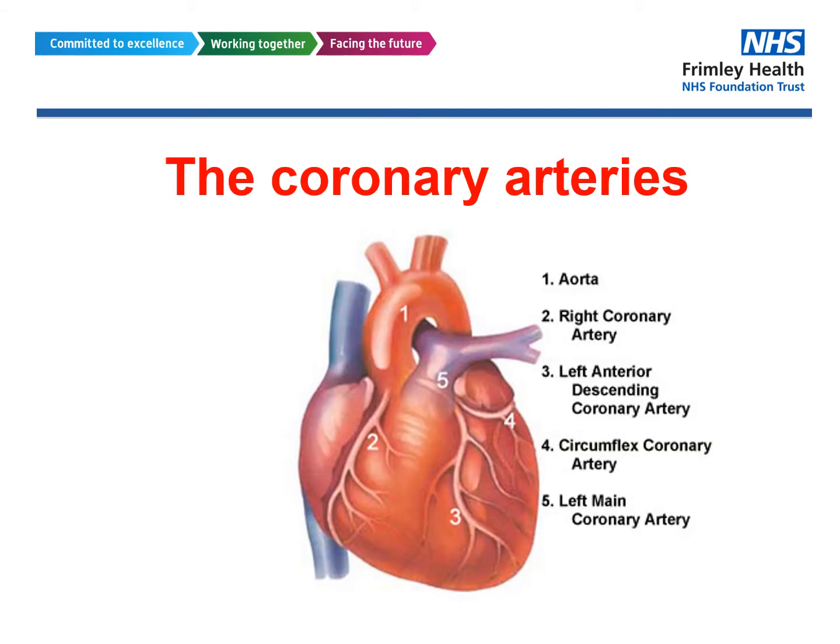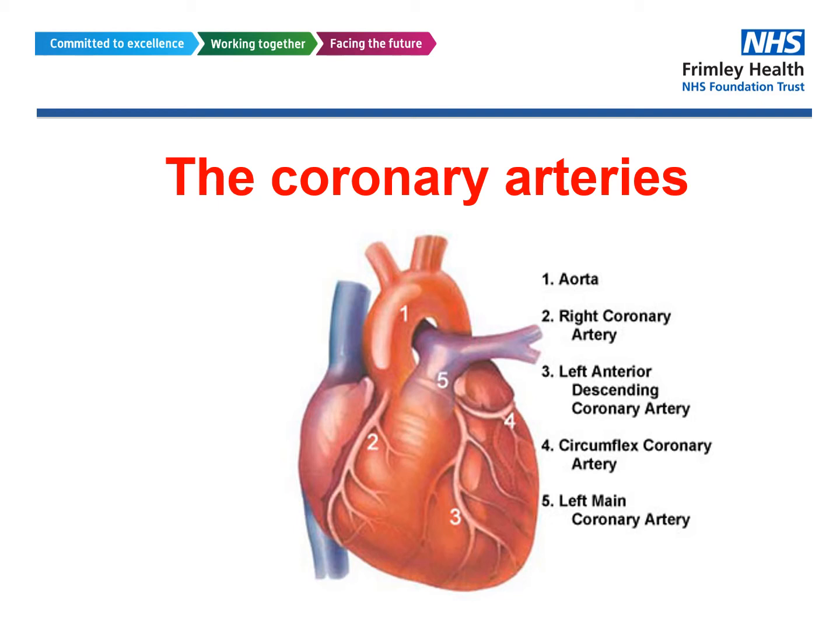Now to explore the heart's blood supply, the coronary arteries. These blood vessels branch off of the aorta and sit on the outside of the heart muscle, supplying it with blood and oxygen. There are 3 main coronary arteries.